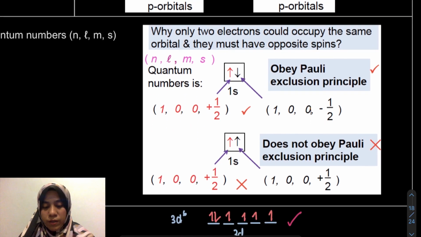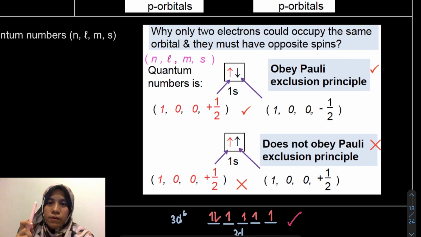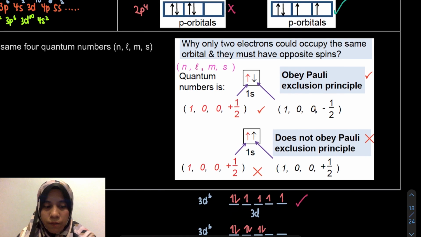So for example we have here. So yang kat sini ada 1s ni, okay, betul, the NLM memang 100, and the 1 because the first shell, L equal to 0, your S orbital, and your M memang equal to 0 lah when L equal to 0. Tapi dalam case ni both of the electron is actually upward, so the S dia is actually the same, which is positive half, which cannot be the same because Pauli exclusion principle mention it cannot have the same quantum number.